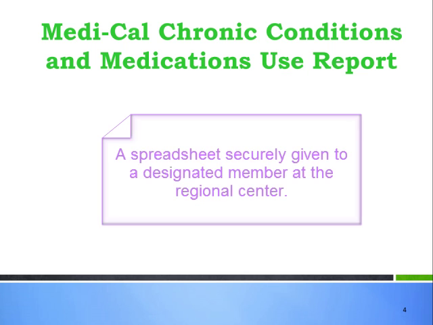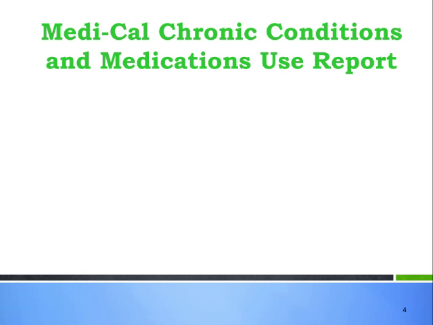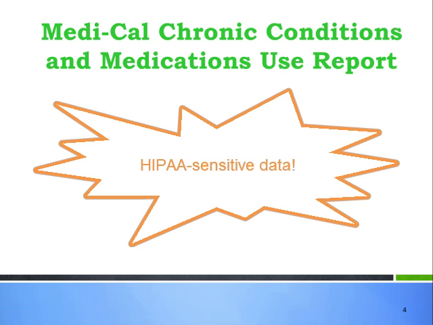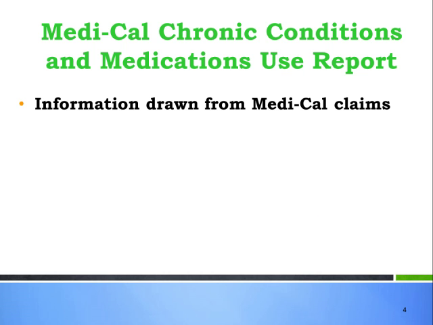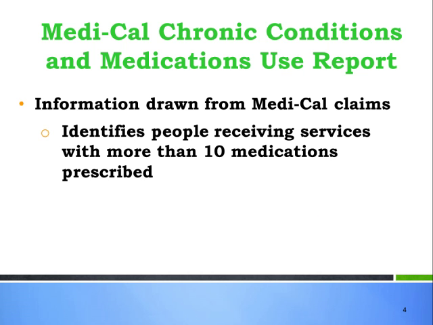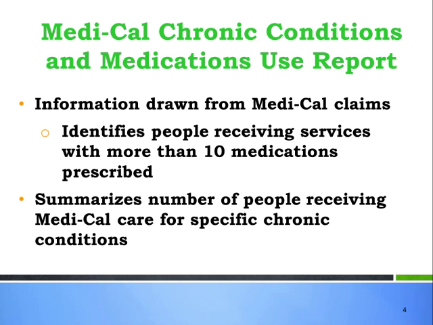The second part is an Excel spreadsheet with identifiable data that can be distributed by secure email to the Risk Management and Planning Committee chairs only. Everyone must use a secure source to distribute the Excel files because the data contains HIPAA-sensitive information. The report draws on Medi-Cal data to identify consumers who receive more than 10 medications for more than 2 consecutive months of the most recent 6 months. It also reports the numbers of consumers who have received care paid for by Medi-Cal for selected chronic conditions.